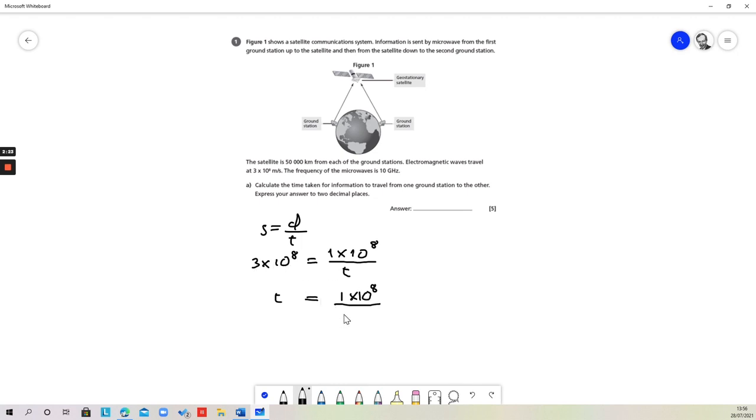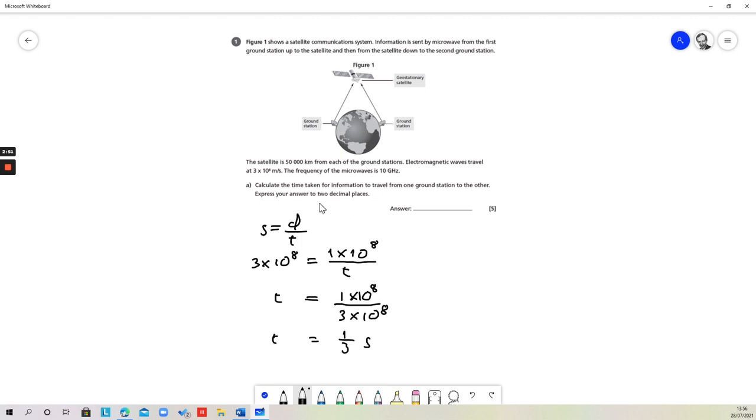The speed of the microwaves is now going to come down on this side here, and if you look at this, you can see that this is now going to be quite an easy way of managing this, because we've got 10 to the power 8 in the numerator, we've got 10 to the power 8 in the denominator, so those will obviously cancel out. So t equals 1 over 3, in other words 1/3 of a second.